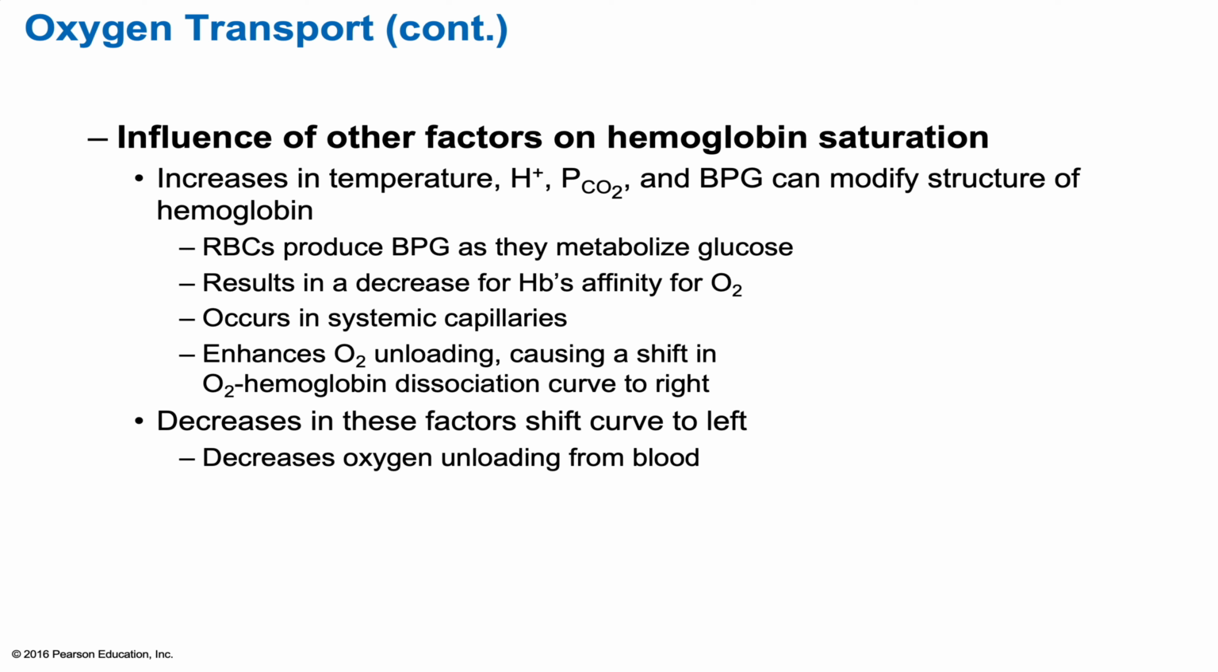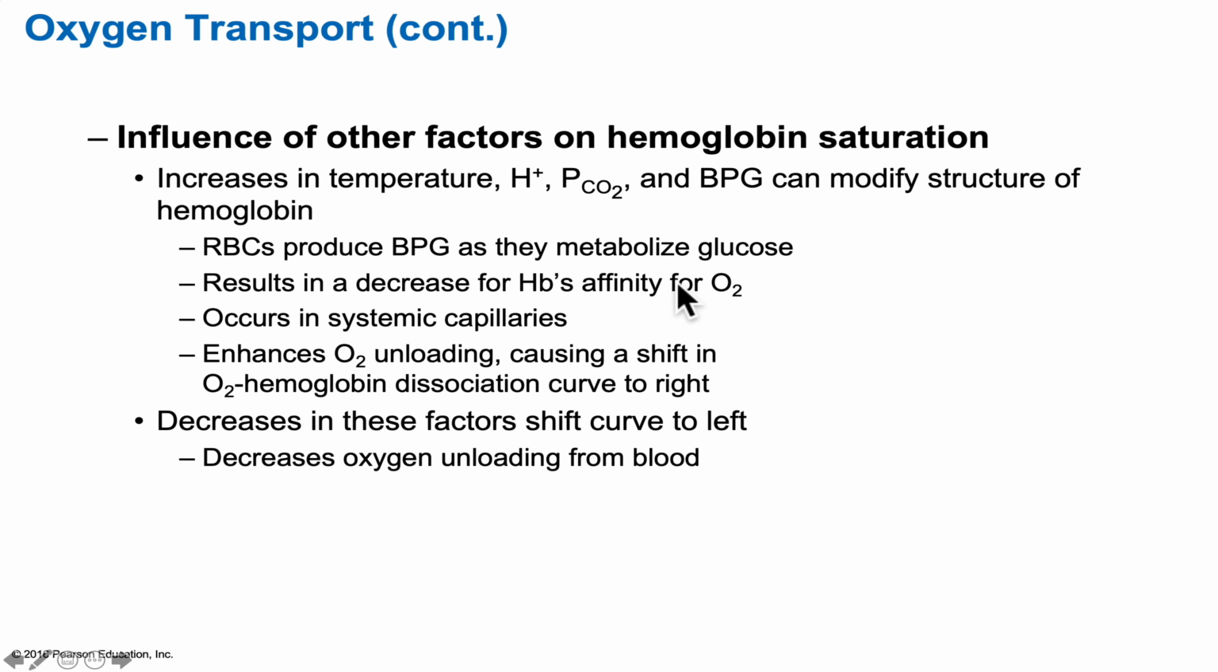Red blood cells produce a chemical compound that metabolizes glucose. It's called BPG, or it stands for 2,3-bisphosphoglycerate. BPG binds reversibly with hemoglobin, and when oxygen levels are chronically low, BPG levels rise. So all these factors influence hemoglobin saturation by modifying hemoglobin's 3D structure, thereby changing its affinity for oxygen.